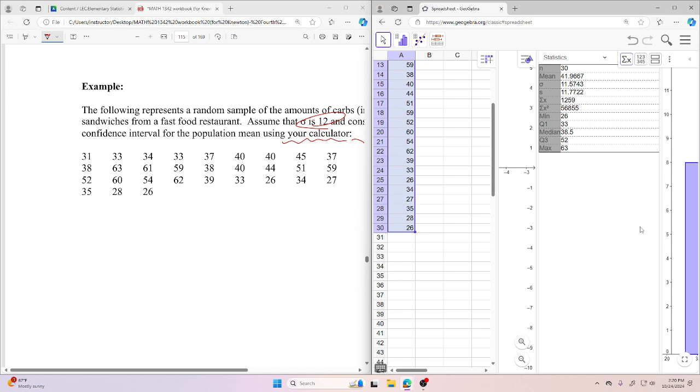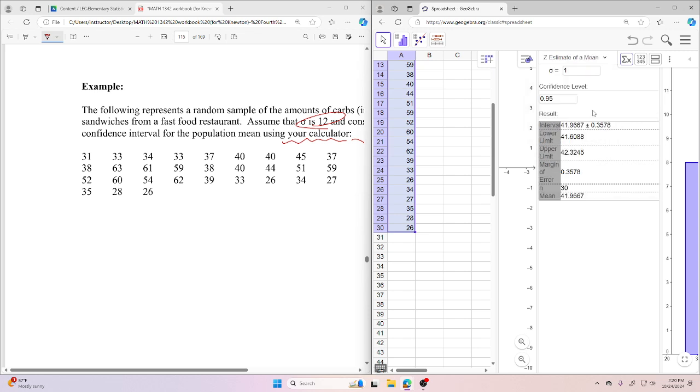Cool? But even better, GeoGebra does something cool for us. You see this little statistics thing here? You notice something that we've been using? Z-estimate of a mean. It's right there. So we have to be careful, though. I'm going to click it, and we have to type everything in exactly as we see it.